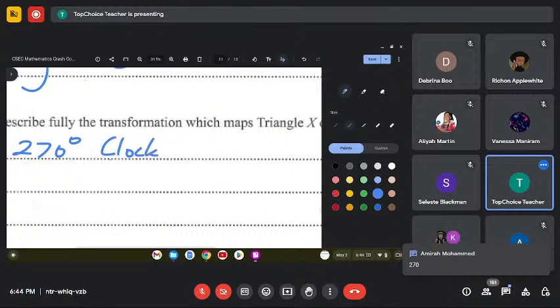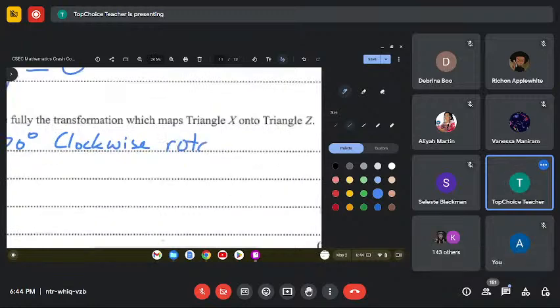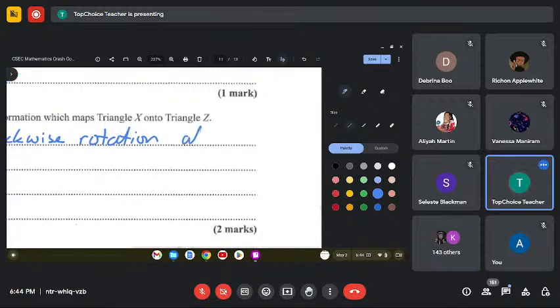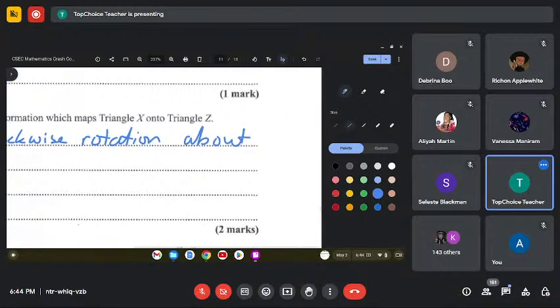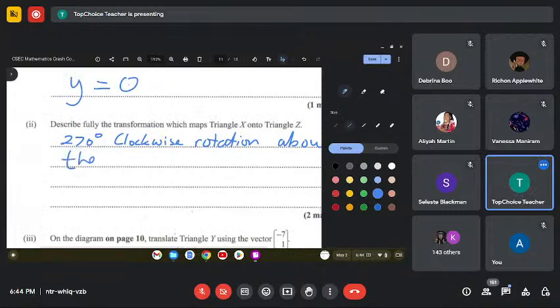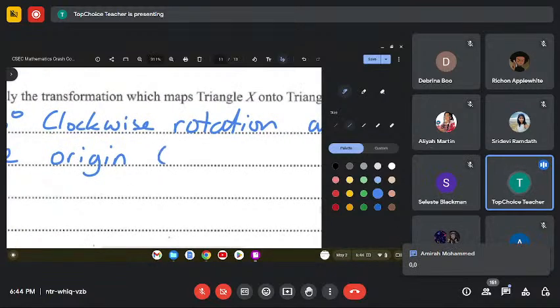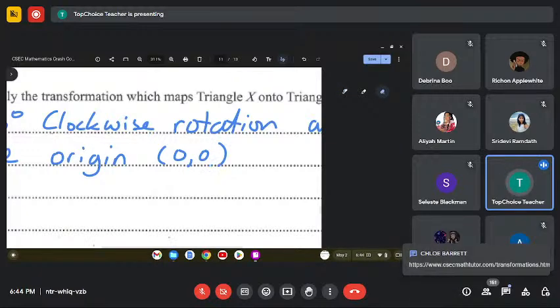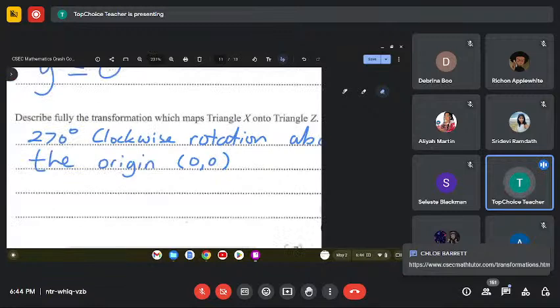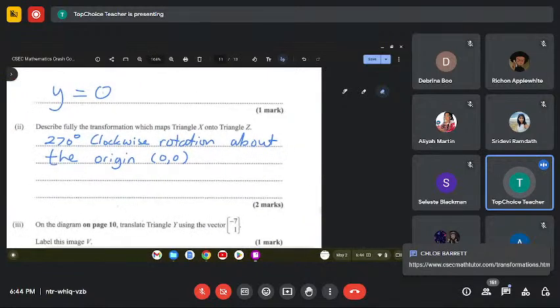clockwise rotation, right? About what point? About the origin. And for those who don't know what the origin is, the coordinates of the origin is 0, 0. Okay? So that is the description that would give you your marks here.